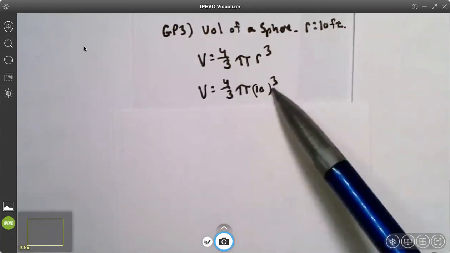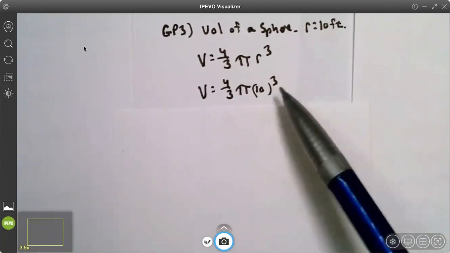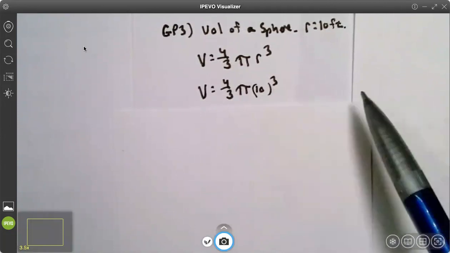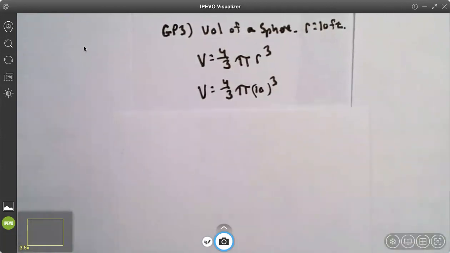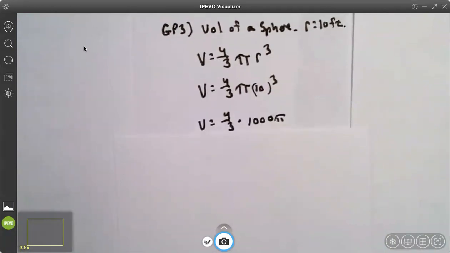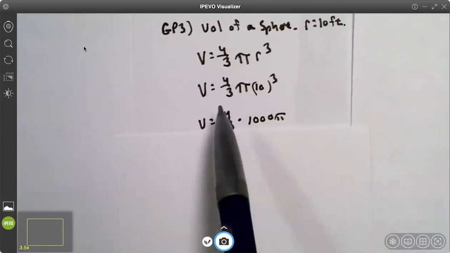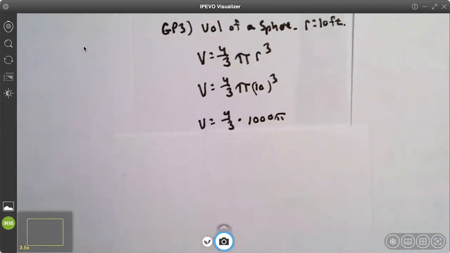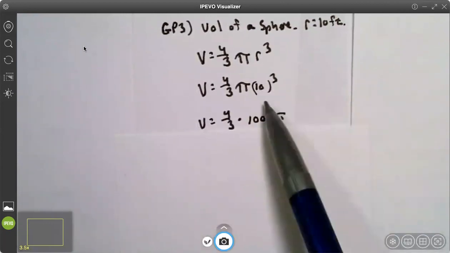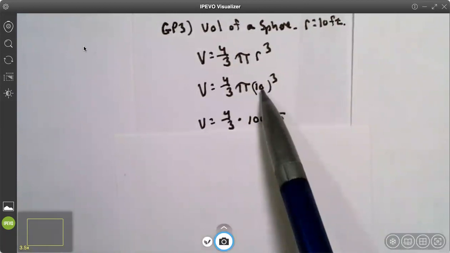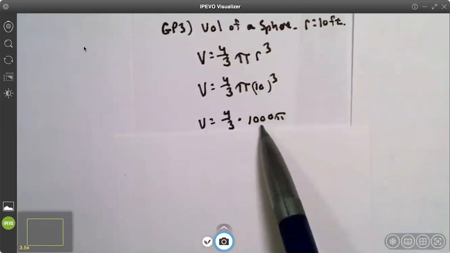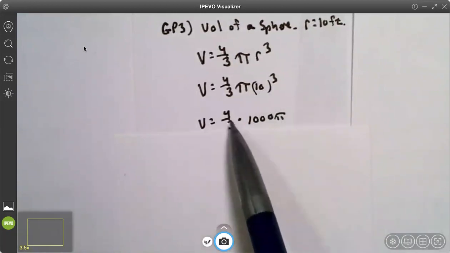I know that 10 cubed is 1,000 because it's 10 times 10 times 10, and every time you multiply by 10, you just add a 0. But your first step is to cube that 10 and get 1,000. Now, if you have a scientific calculator, you can just multiply pi times 1,000 times 4/3 in any order you want, and you'll get the right answer. If you don't have a scientific calculator, I prefer to say 10 times 10 times 10, get 1,000, leave that in my calculator, hit times 4.